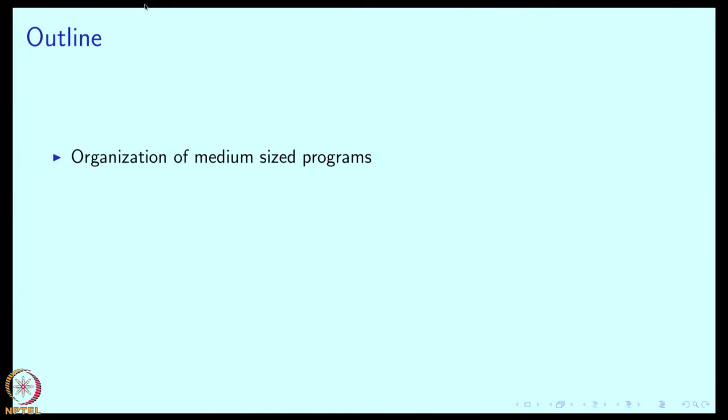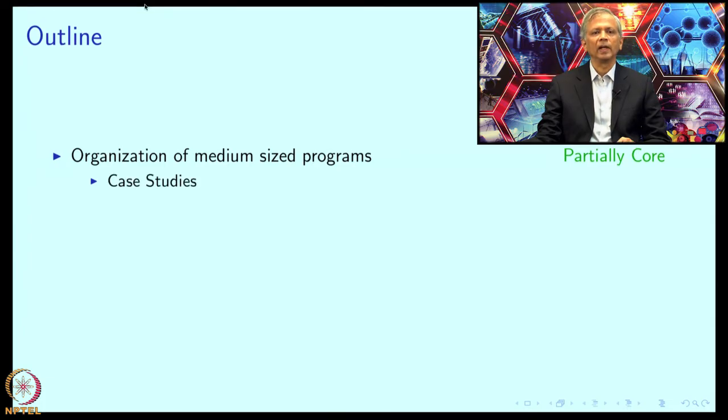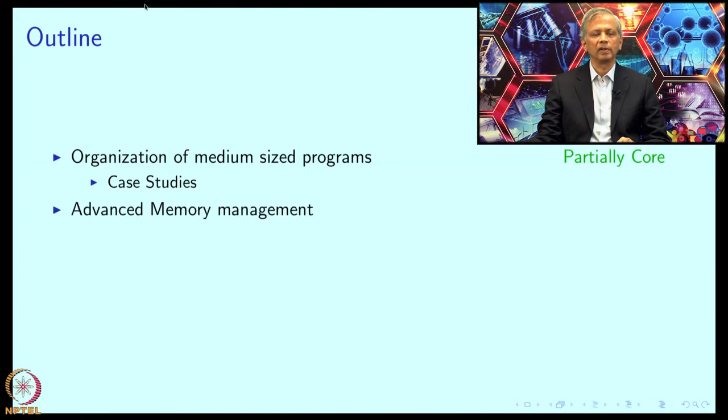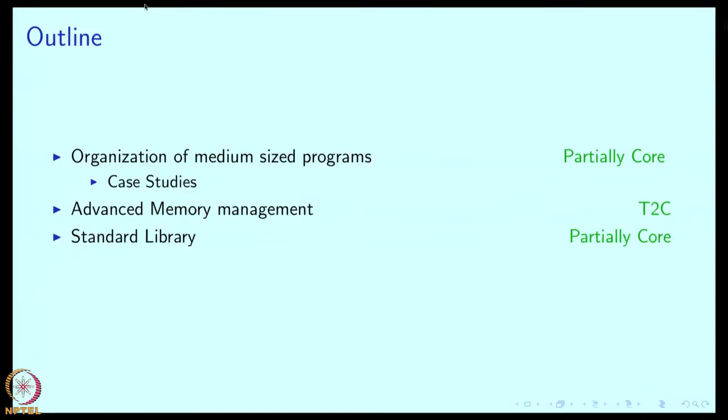So here is the outline of this sequence of lectures. In the first part, we are going to cover organization of medium-sized programs. How do we design medium-sized programs? This is partially core, and we will do some number of case studies for this. Then we will talk about advanced memory management. This is Tier 2 core. We will talk about the standard library. Part of this is core, part of this is Tier 2 core. Then we will talk about object-oriented programming. This also is Tier 2 core.